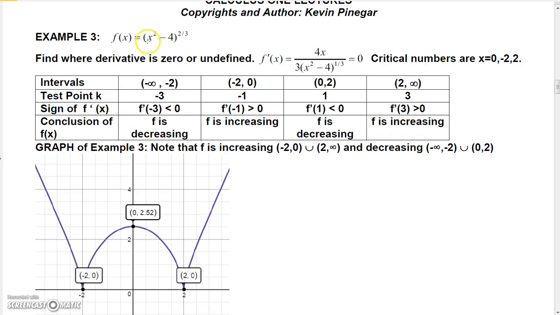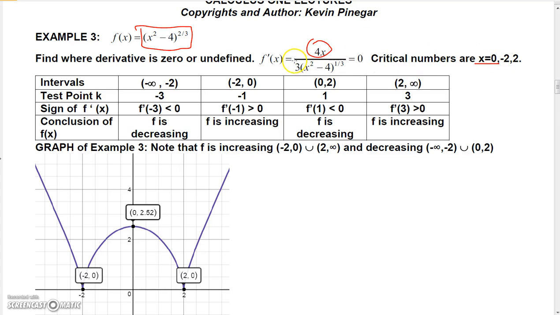Okay, now let's take a look at one a little more complicated. Find the derivative of this function, I'll let you do that, and show that it's actually 4x over 3 times (x squared minus 4) to the 1/3. Now, if you set it equal to 0, you're going to get a critical number of 0, because the only way it can be 0 is if 4x is 0. So 0 is a critical number.